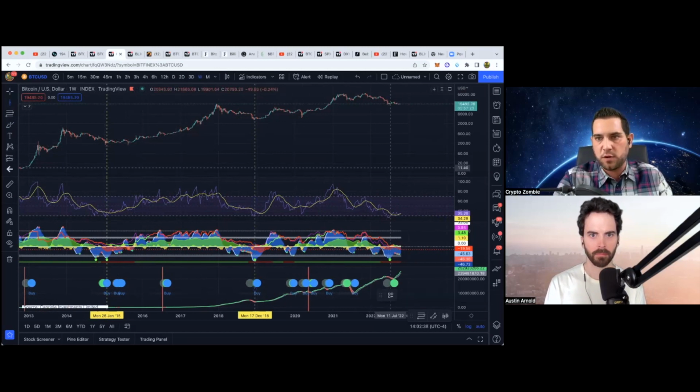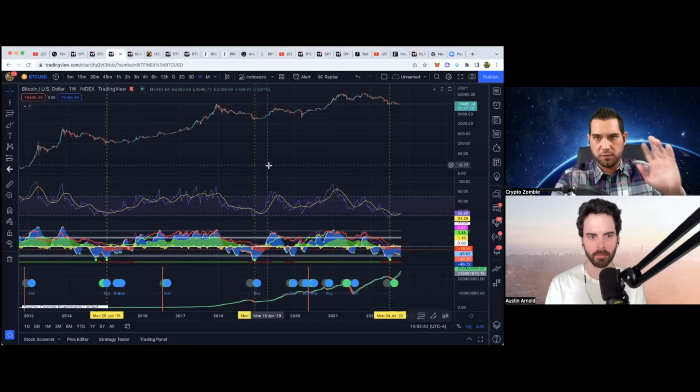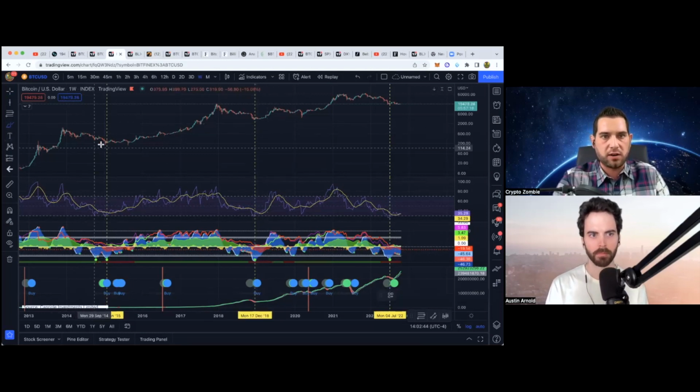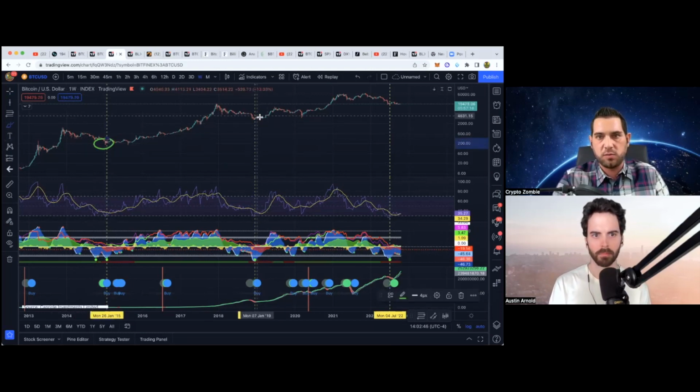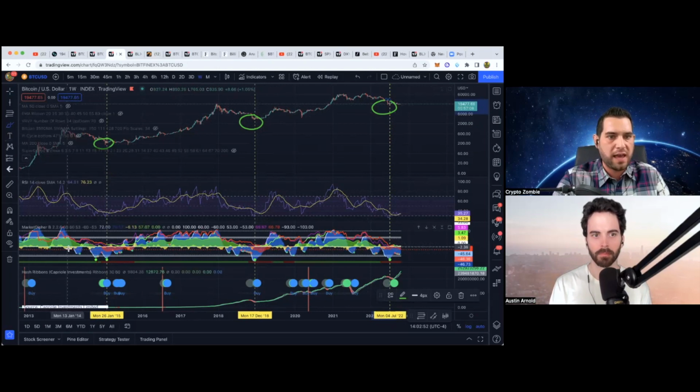Now, keep in mind that first green dot, we did not have the confirmation on that because it didn't match our other 4 things we needed. And you could see right here, bottom was in, sideways accumulation, bottom was in, sideways accumulation, bottom was in, sideways accumulation. So we have that to also go for.